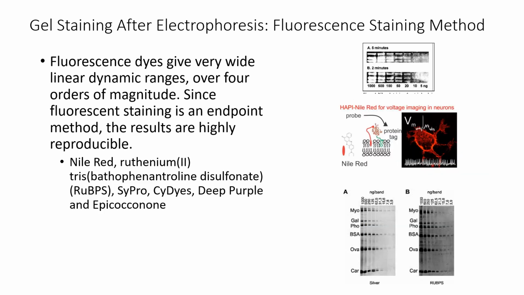And you can also use fluorescent dyes to stain the gel. The fluorescent dye gives a very wide linear dynamic range over 4 orders of magnitude. And since fluorescent staining is an endpoint method, the results are highly reproducible. Several fluorescent dyes such as Nile Red, SYPRO, and Epicocconone can be used to reveal nanograms of protein in gel.